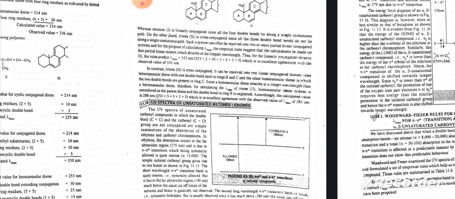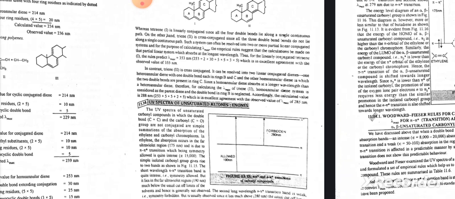Such a system can often be resolved into two or more partial linearly conjugated systems for the purpose of calculating lambda max. The empirical rule suggests that the calculation be made on that partial linear system which absorbs at the longest wavelength. Thus, for the linearly conjugated tetraene, the rules predict a lambda max of 353 nanometers, which is in excellent agreement with the observed value of 355 nanometers.